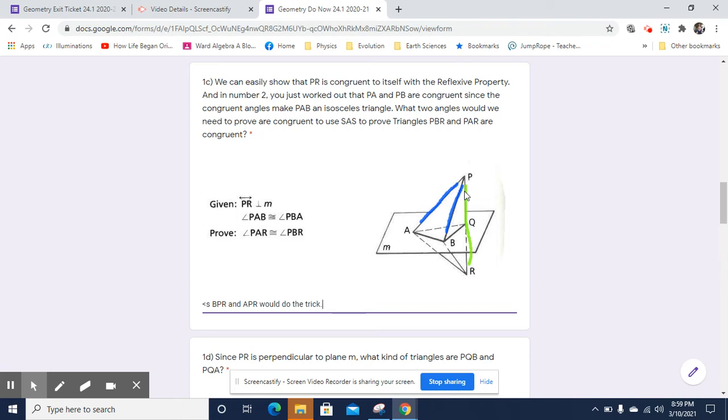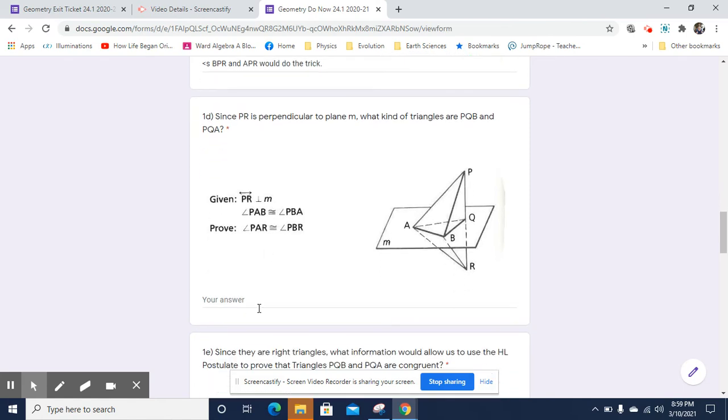But maybe if we could prove the triangles PQB and PQA are congruent. If we could do that, then we could prove our last piece. I'm just going to label some things. So we know that and that, and we also know this. Remember, back at the very beginning I made a note that PR is perpendicular to plane M. What kind of triangles are PQB and PQA? Well, if PR is perpendicular to plane M, then it's perpendicular to QB and QA. That would mean that PQB and PQA are right triangles, because PQ is perpendicular to BQ and AQ.